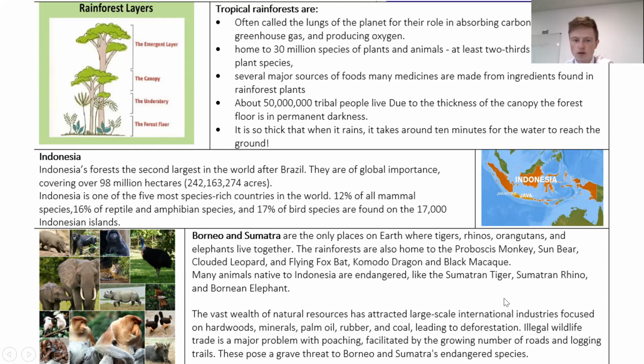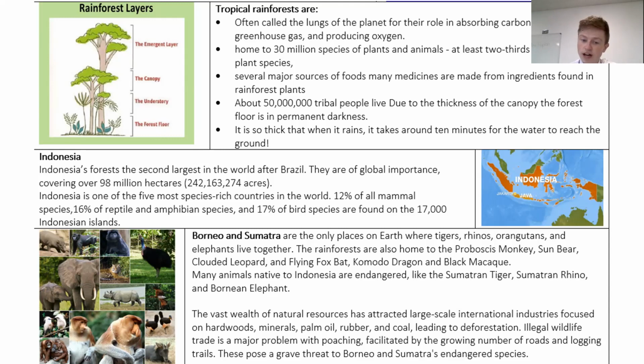Many animals native to Indonesia, so where they come from, are endangered, like the Sumatran tiger, Sumatran rhino, and the Bornean elephant. So when we say endangered, not many of them are living in the wild as they used to be.